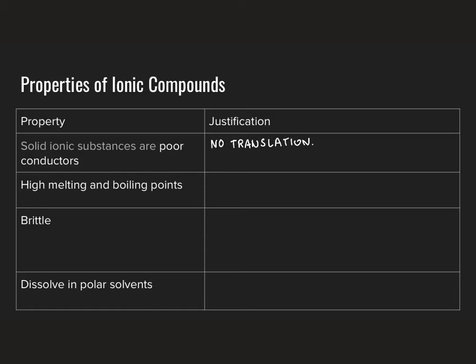If you take an ionic compound and you melt it, in the molten state those ions are now mobile, and therefore that would be a fantastic conductor of electrical current. But in solid phase, we expect ionic compounds to be poor conductors.